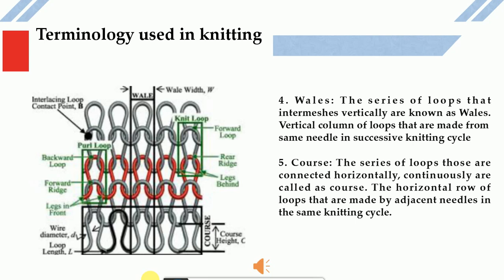5. Course. The series of loops that are connected horizontally, continuously, are called as course. The horizontal row of loops that are made by adjacent needles in the same knitting cycle.